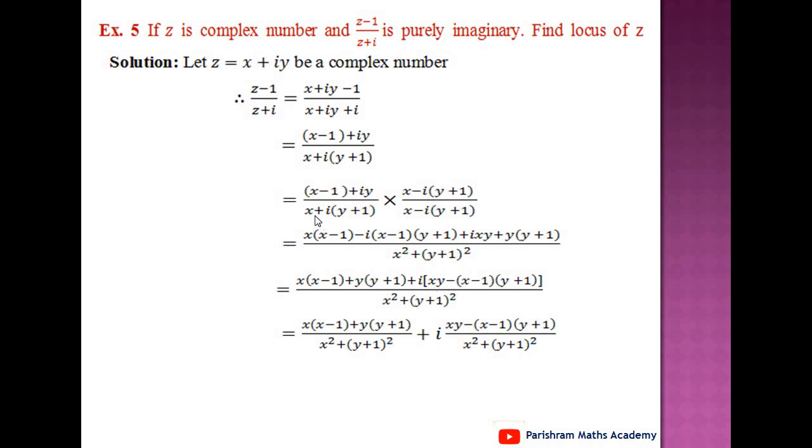In the denominator, (x + i(y + 1))(x − i(y + 1)) is the same as x² + (y + 1)². Then divide separately. You get [x(x − 1) + y(y + 1)]/[x² + (y + 1)²] + i[xy − (x − 1)(y + 1)]/[x² + (y + 1)²]. Now, but given that (z − 1)/(z + i) is purely imaginary.